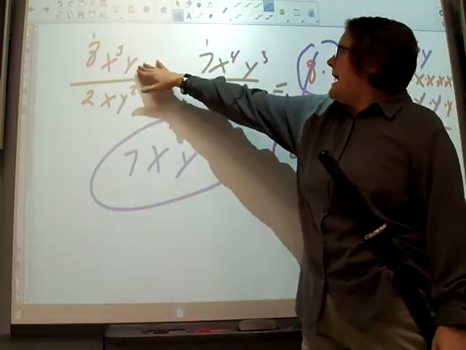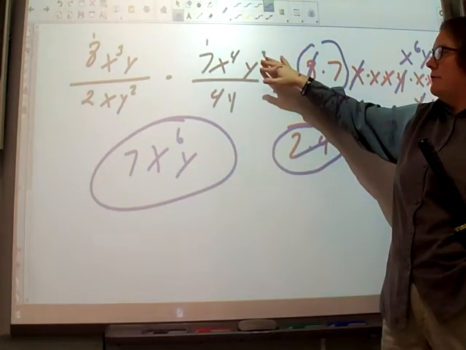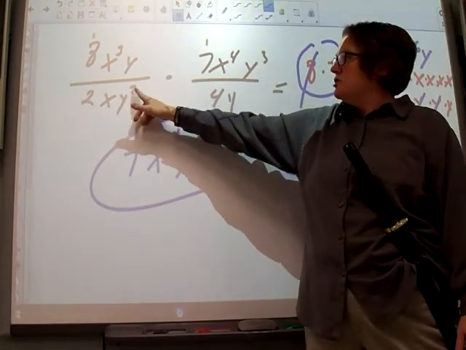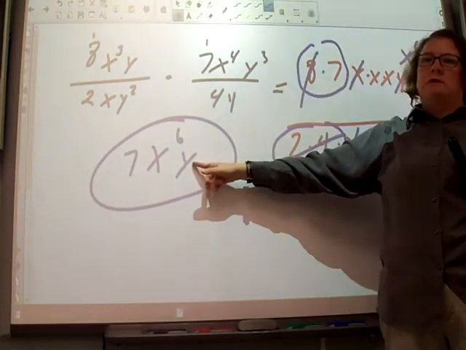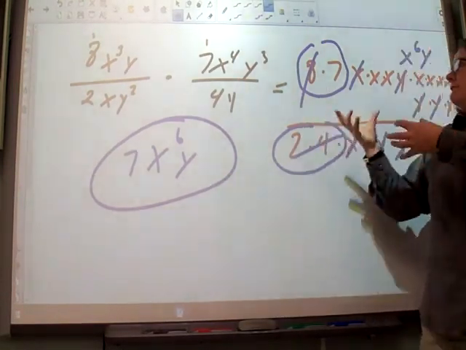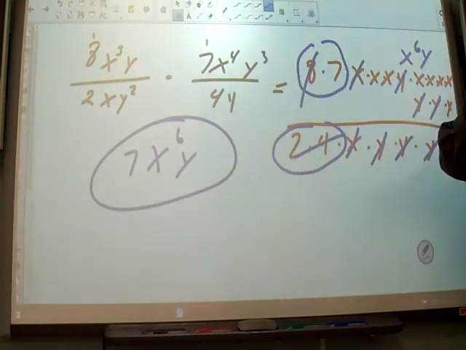Okay, y and y to the 3rd is y to the 4th. Down here, you have 1 y, so 4 minus 1 would just be 3. So Chloe's going to get there a lot faster than writing all this out, and that's fabuloso.